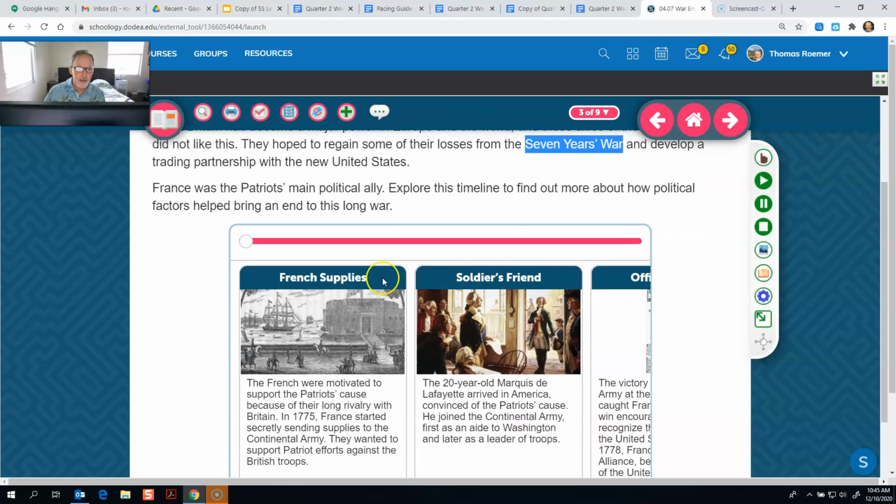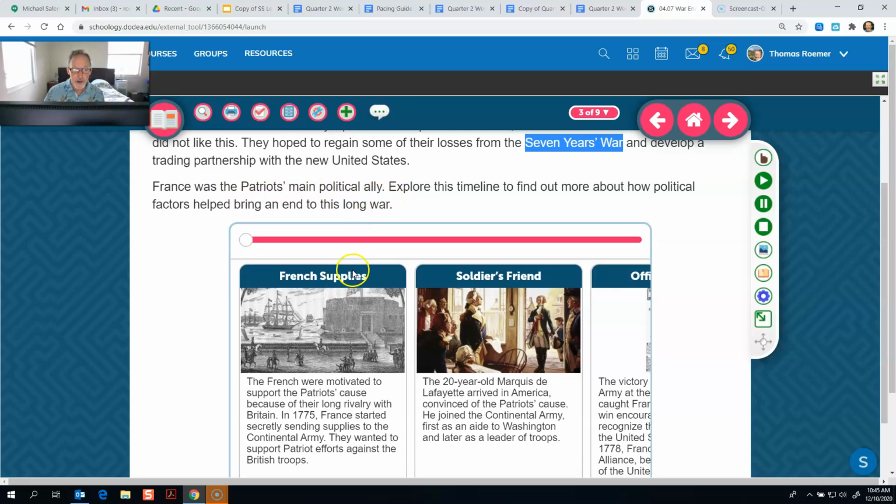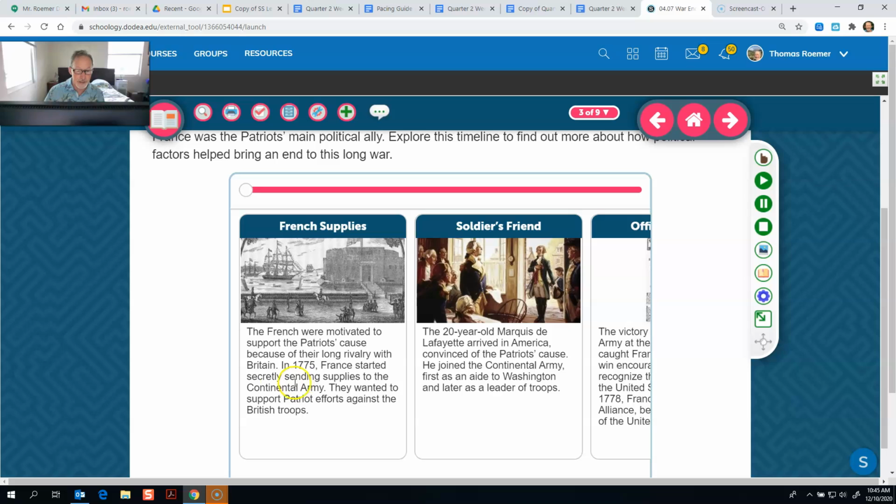Take a look here. France was the Patriots' main political ally. So right here, we've got French supplies. In 1775, they started secretly sending supplies to the Continental Army.